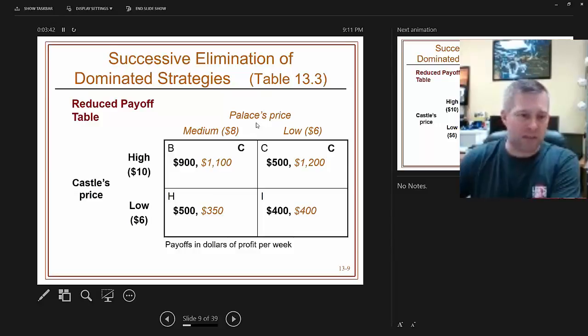Palace's second round decision is to say, what if castle charges high? Do we want $1,100 or do we want $1,200? So palace says we would want the $1,200 here in cell C. If castle were to charge low, do we want $350 versus $400?